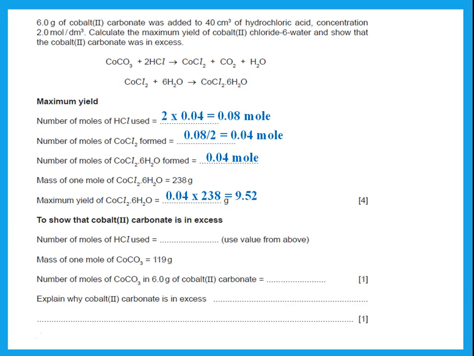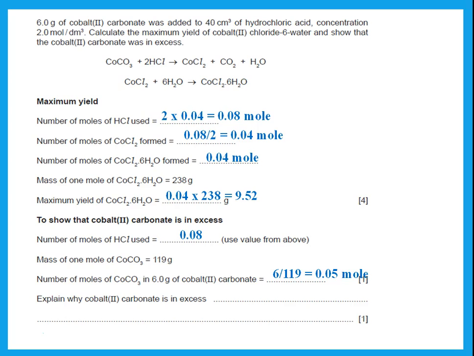Okay, to show that cobalt carbonate is in excess, he's saying, first of all, number of moles of HCl used. We already calculated the number of moles of HCl used at the beginning. It was 0.08. And he's telling me the mass of 1 mole of cobalt carbonate is 119. So what would be the number of moles of cobalt carbonate? The cobalt carbonate, he says it's 6 grams. So 6 over the molecular mass is 0.05. Now, comparing the 0.08 and the 0.05, the HCl is 0.08 and the cobalt carbonate is 0.05.